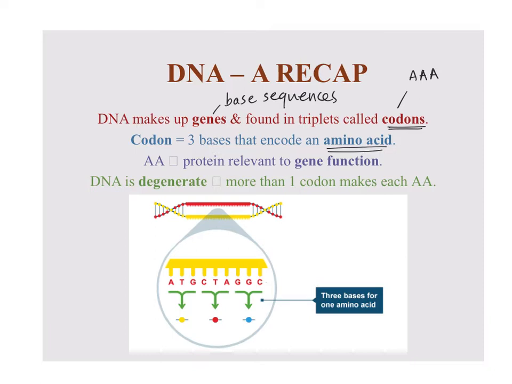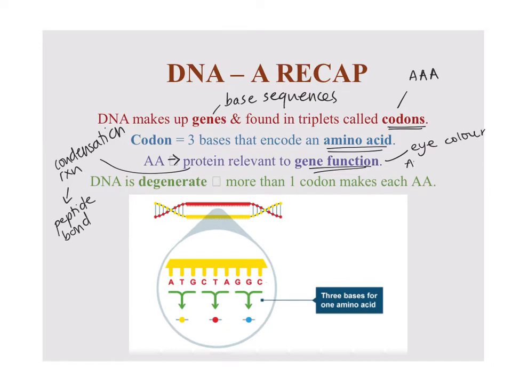Now, the amino acids go to make a protein, so the amino acids bind together, they undergo a condensation reaction, okay, thinking back to Module 1, and they're producing a peptide bond to bind them together to give us a protein that's relevant to the gene function. So if I'm looking at a gene for eye colour, for example, then the amino acids would be for something like pigments.